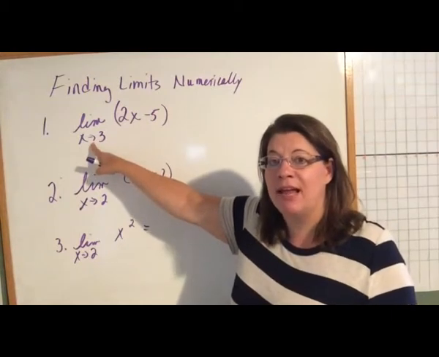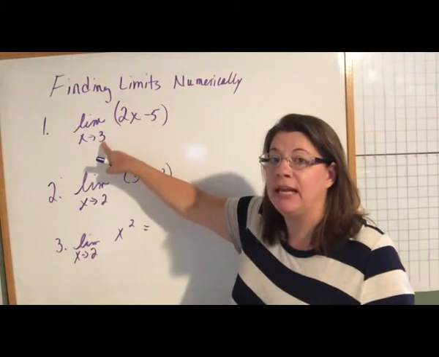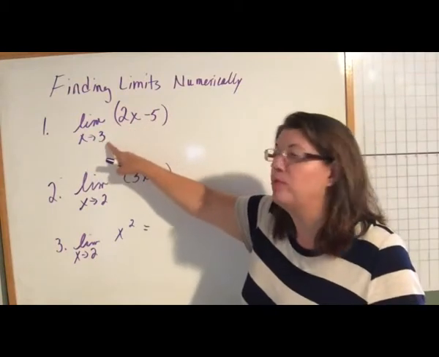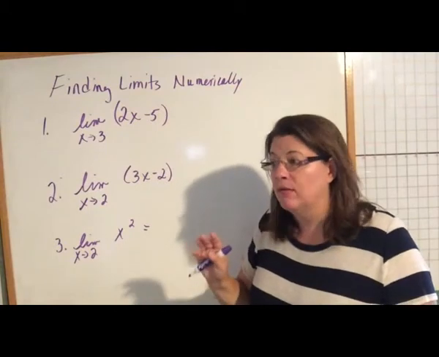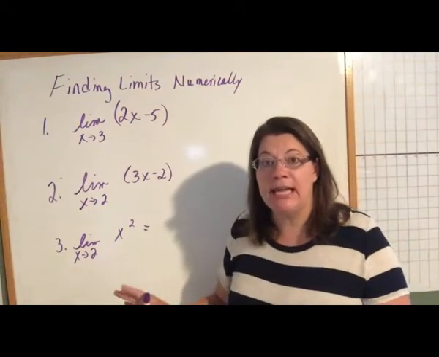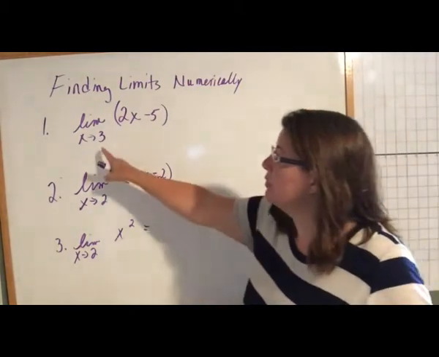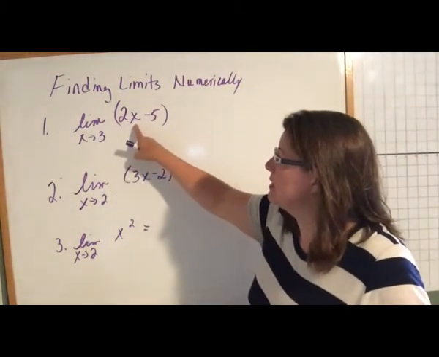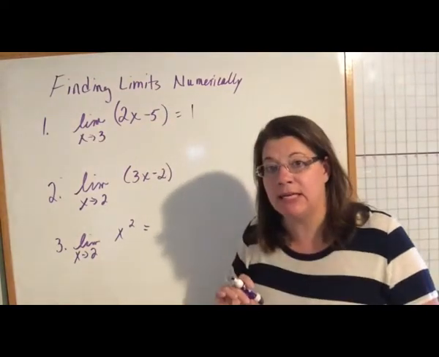But if you're given the limit of 2x minus 5 as x approaches 3, well, the easiest way to find the limit is not analytically and not graphically, but it's by plugging that 3 in numerically. We're going to substitute 3 in for the x and see what we get. If it's a nice real number, then we're going to keep that as our limit, because that's what's happening from both sides. So if I plug 3 in, 2 times 3 is 6, and 6 minus 5 is equal to 1. That is, in fact, the limit here.